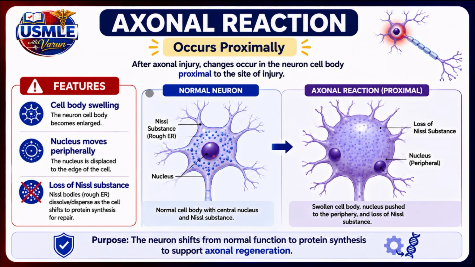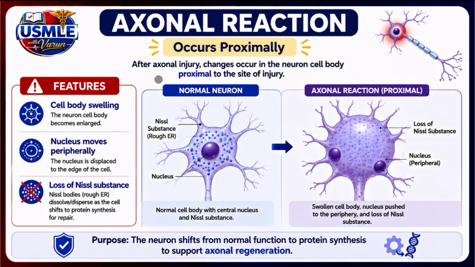Proximal to the injury, the neuron undergoes structural changes. The cell body swells, the nucleus shifts towards the periphery, and protein synthesis machinery reorganizes. This reflects the neuron preparing for regeneration. So this is called axonal reaction.